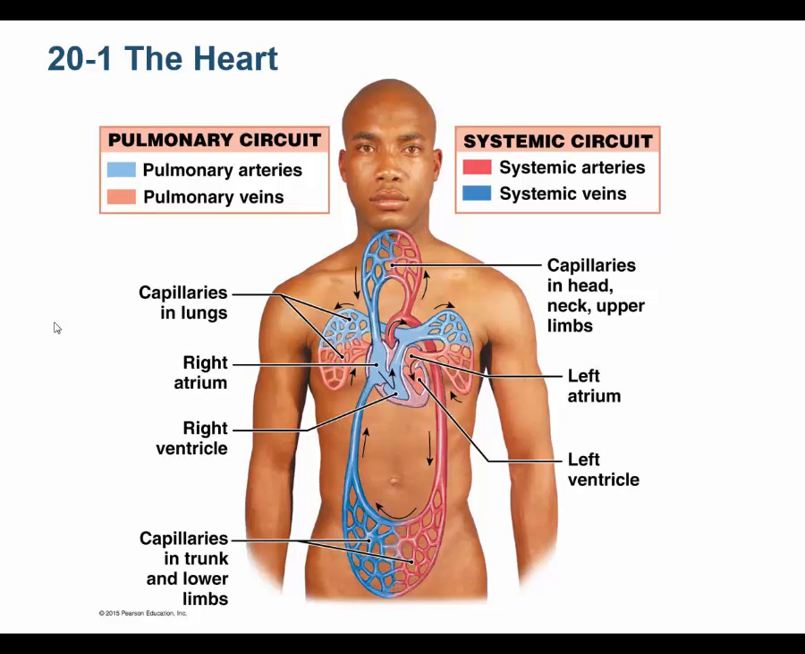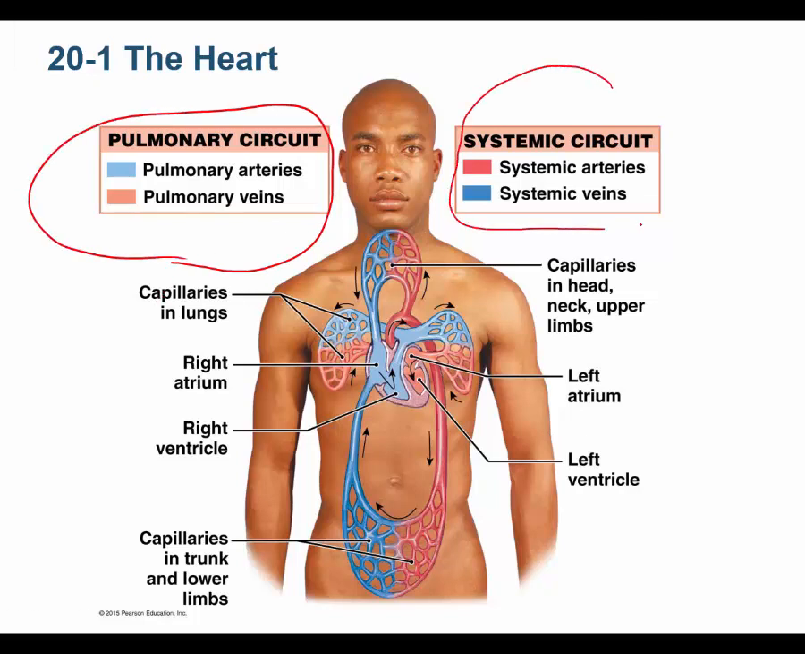So, first of all, we have two main circuits or systems that the heart pumps. First, it pumps into a pulmonary circuit, and that's sending the blood to the lungs. And second, it pumps through a systemic circuit, and that's sending the blood to the rest of the body. The pulmonary circuit is pumped by the right side of the heart. Here's the right atrium and the right ventricle, and that pumps blood to the lungs. Blood returns from the lungs to the heart, to the left atrium, and then the left ventricle pumps blood to all parts of the body, the systemic circuit.